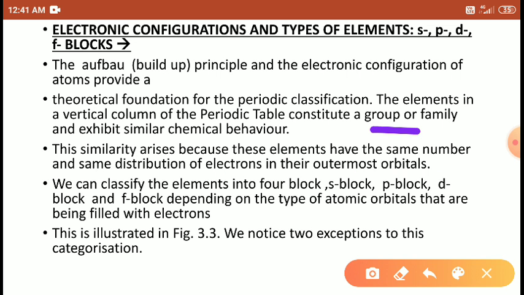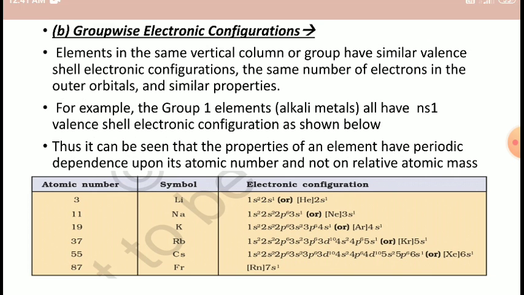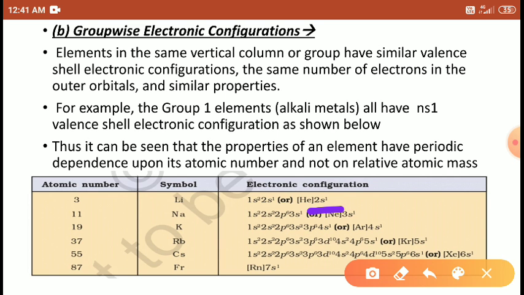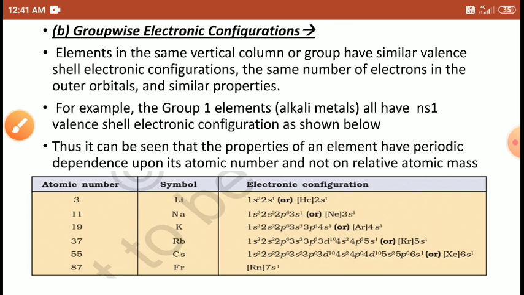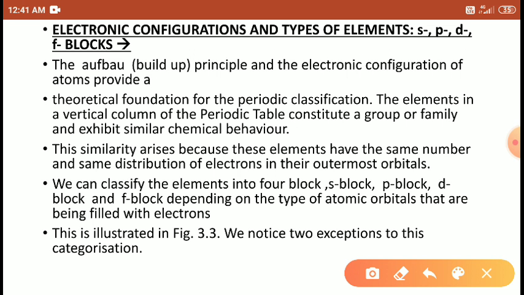When we arrange the elements in groups, the outermost electrons remain the same, with the same distribution of electrons. It means the outermost shell has the same electrons. For example, look here: the outermost has the same electrons, s1, s1, s1, s1, s1.